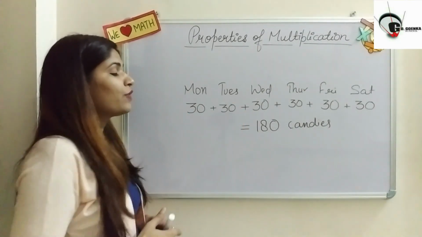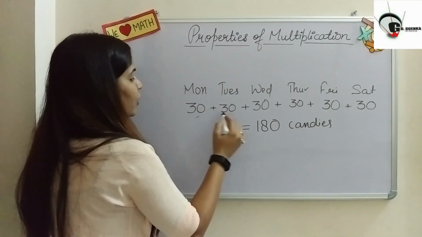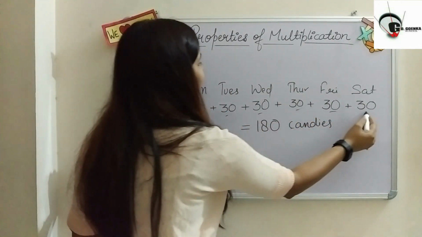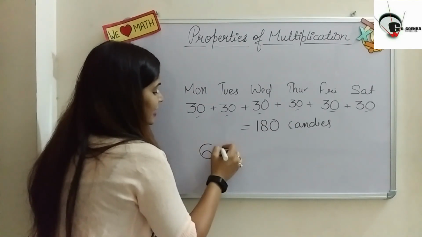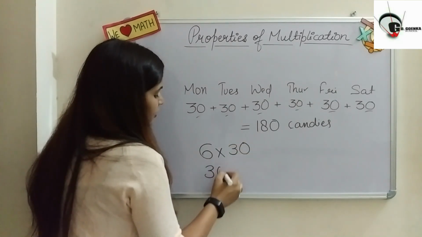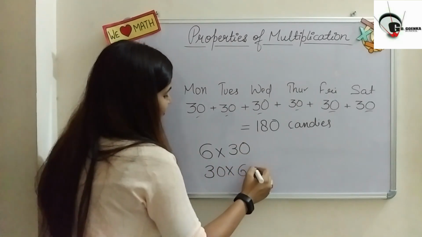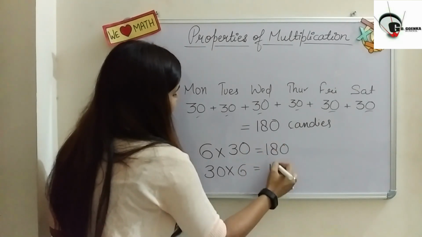So for this also we can see. If we are repeating 30, how many times? 1, 2, 3, 4, 5, 6. 6 times. So it is 6 times 30, or we can write 30 multiplied by 6. We will get the answer as 180.